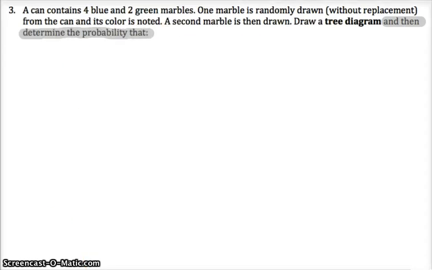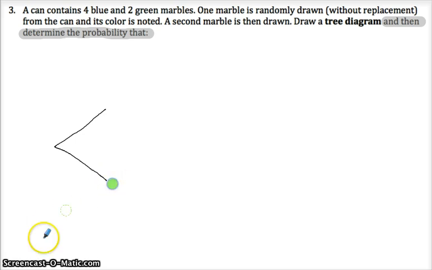Okay. A can contains 4 blue and 2 green. One marble is randomly drawn without replacement from the can, and its color is noted. A second marble is then drawn. Draw a tree diagram, and determine the probability of, well, let's do the probabilities first. So I'm not going to do the thing. We just did this earlier in 13.5. I don't think it was yesterday, but it was in our recent past.